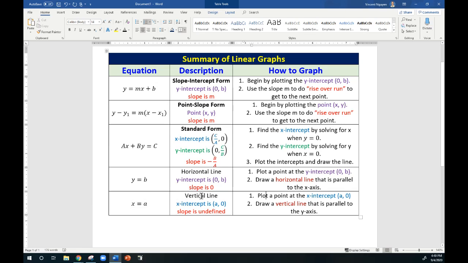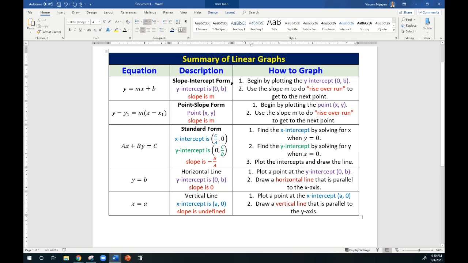The last special line is x equals. So x equals is a vertical line. x equals some number a, right? And so the x-intercept is a, where y equals 0. And similarly, you're going to start your graph at the x-intercept. And then instead of horizontal, you're going to be drawing a vertical line that is parallel to the y-axis. It's vertical because it has to go through the x variable. It has to go through the x-axis, rather.